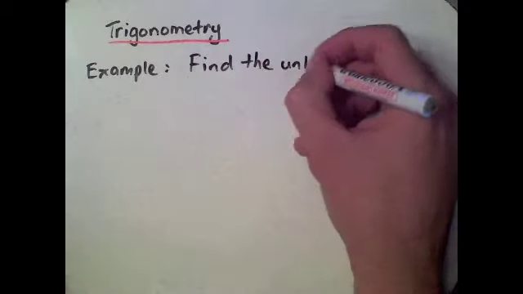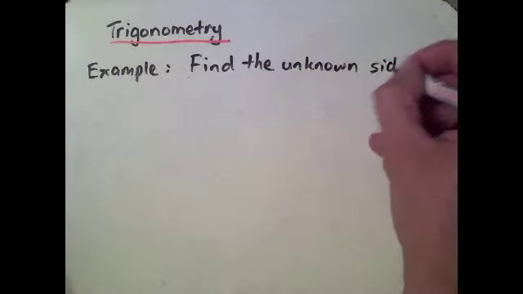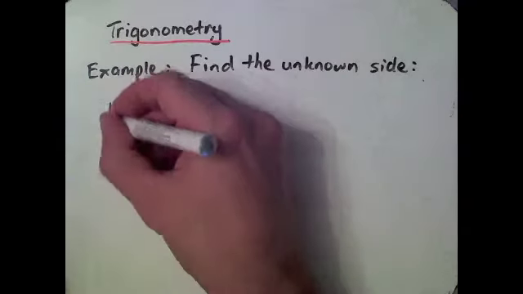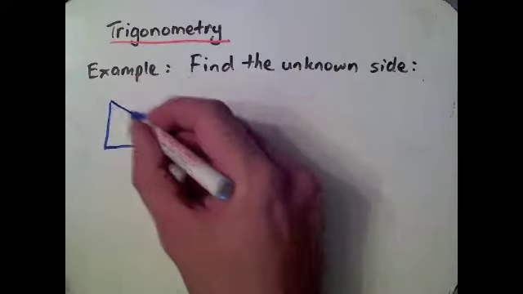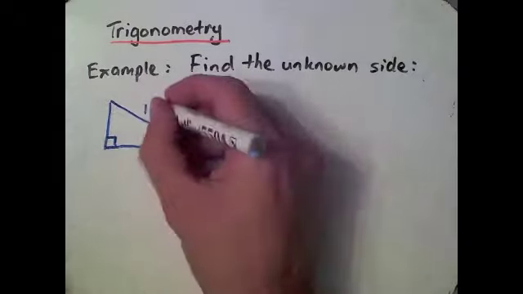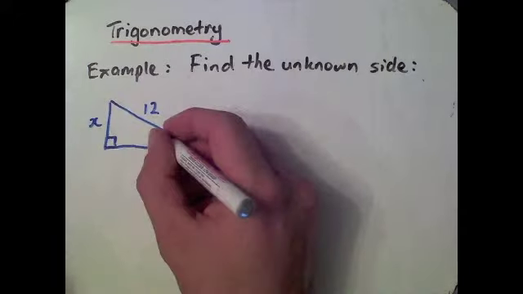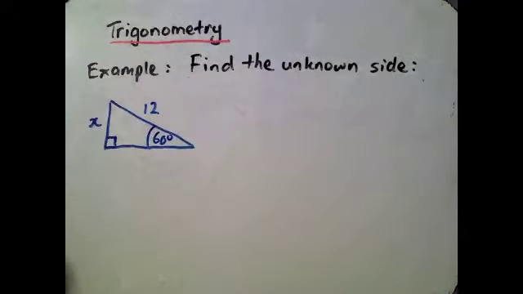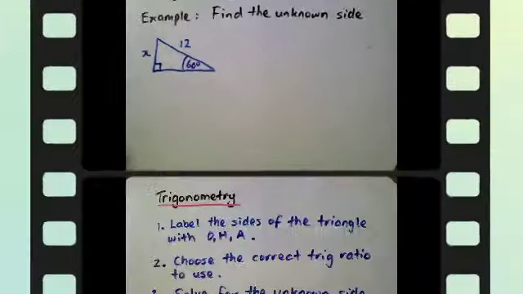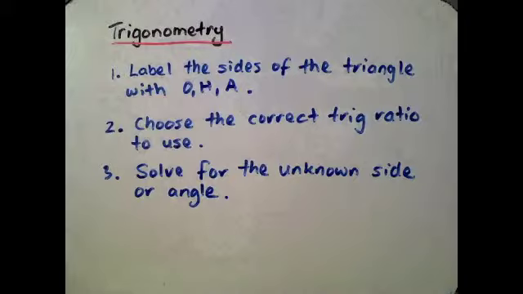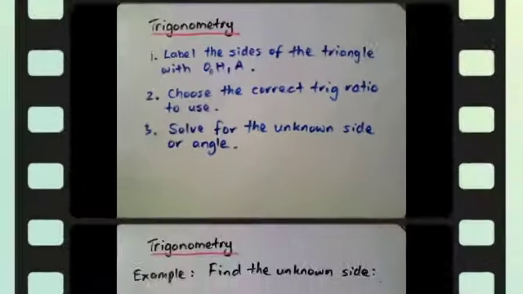Alright, so let's look at an example. Our example is going to be looking at finding the unknown side, or the variable that is on the unknown side. So here we have our right angle triangle. We've got 12, x and we've got 60 degrees here. So we've got to go back and think about the steps. Remember, the first step is to label the sides of the triangle with O, H and A. Once we've done that, we need to choose the correct trig ratio, and then we need to solve for the unknown side or angle.